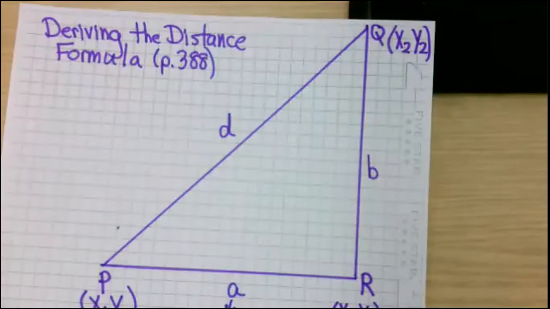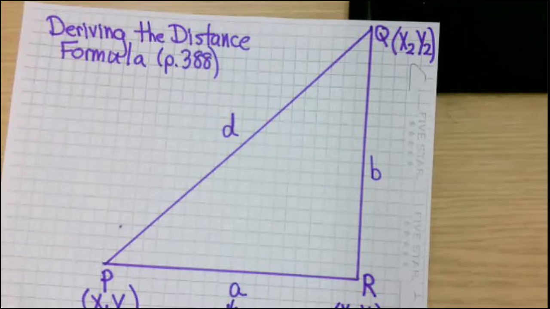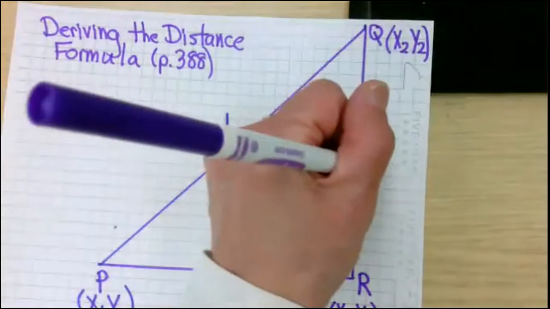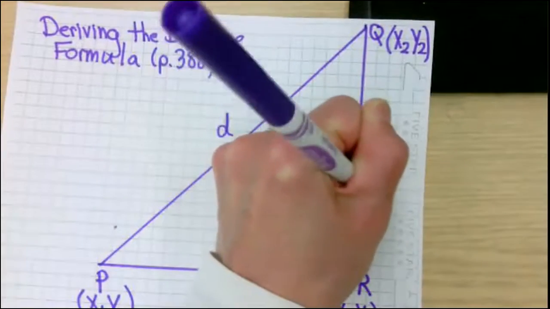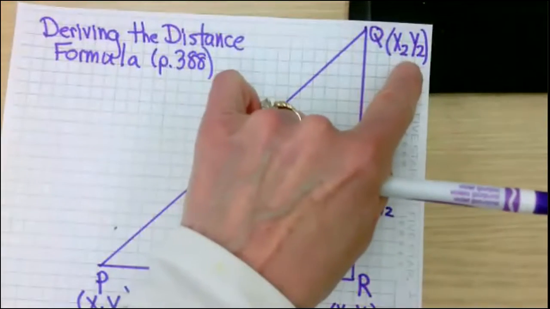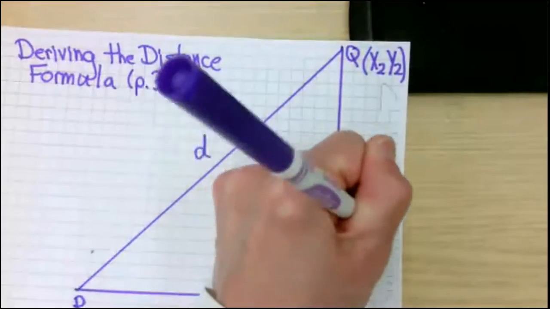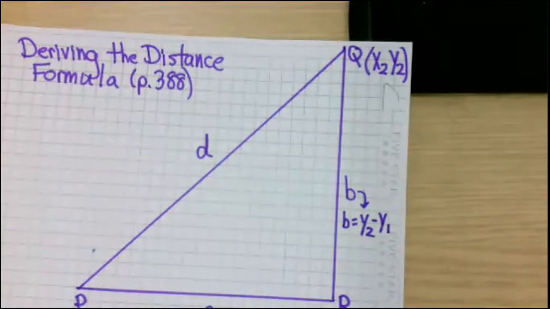So how do I find the distance up and down between these 2 points? Well, doesn't B equal the distance of y2, point up here, minus the distance of y1. So far, so good.